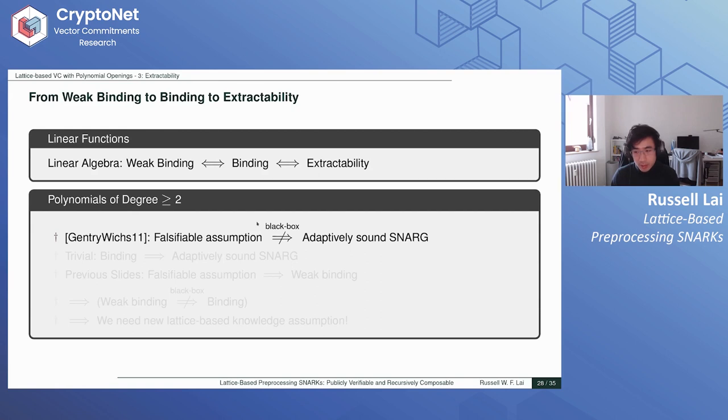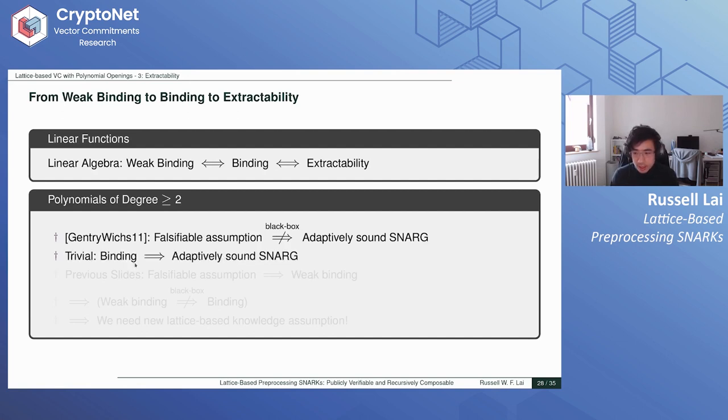This black box separation is ultimately due to the impossibility results by Gentry and Wichs, who show that it is impossible to reduce any falsifiable assumption in a black box manner to the adaptive soundness of a SNARG. Here, a SNARG is similar to a SNARK, except that there is no knowledge extractor. So the SNARG only satisfies soundness, but not knowledge soundness.